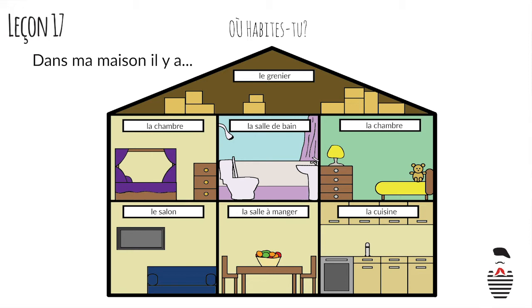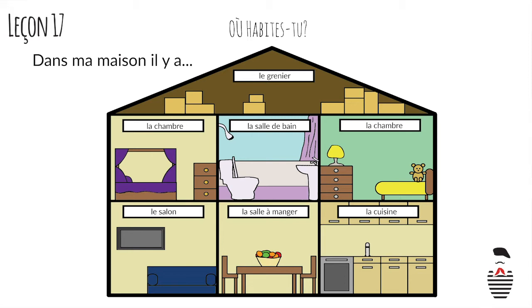Now there's a long sentence on top. You don't have to learn it, but listen how I say it. I want to say, in my house there is or there are. Dans ma maison, in my house. Dans ma maison, there is or there are, il y a. So then you say, dans ma maison, il y a.